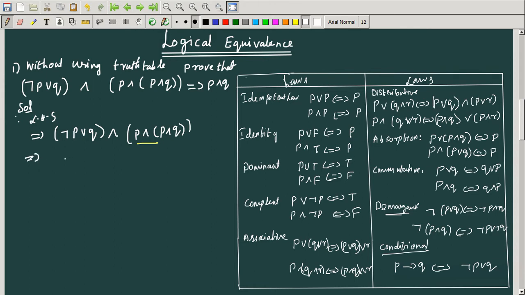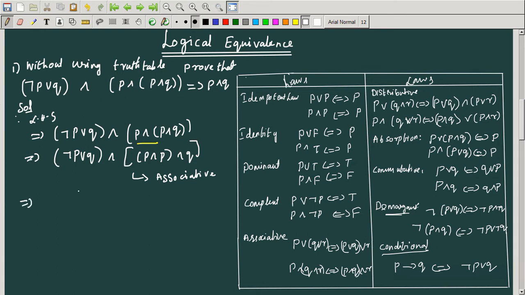Let's start. This one I'm writing as it is, negation P or Q, and in this one I'm going to apply the associative, just combining the first two propositions, P and Q. You have to mention which law you are using. That is more important. Whatever law you are using, you have to mention which law you are applying.